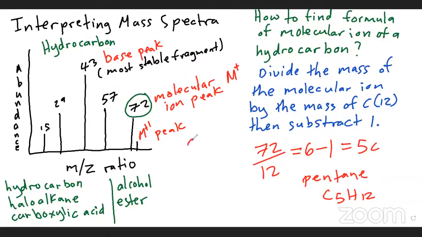If for some reason you get a decimal, so for example, if it was 6.7, 6.4, 6.9, ignore the decimal. In each case, when you divide by 12, your answer is 6. So if in any instance you get a decimal, don't pay it any mind. All right. So that is what you would do for your molecular ion.